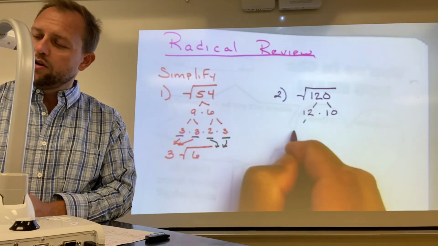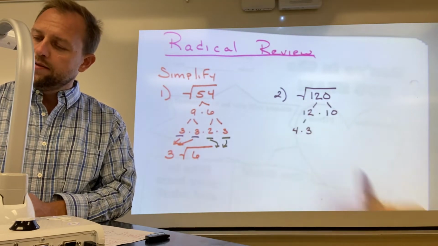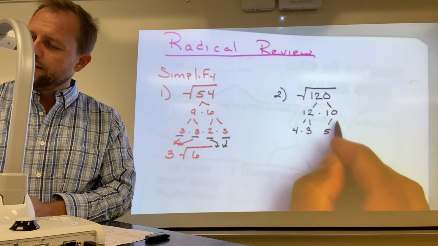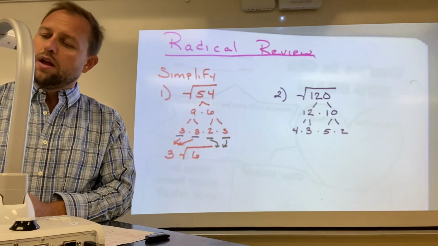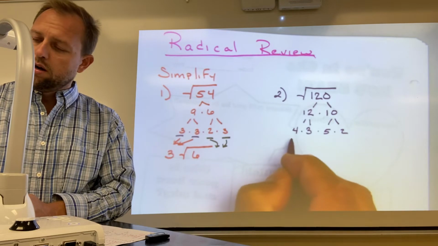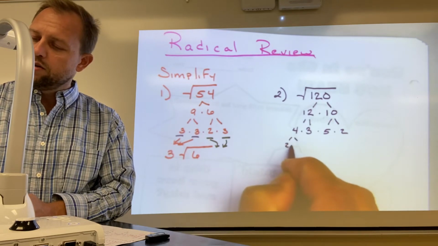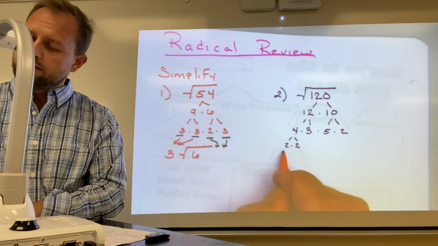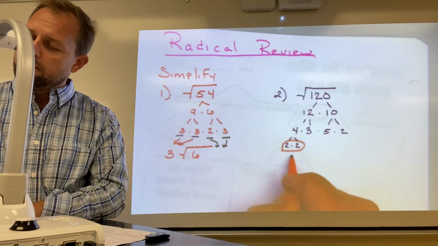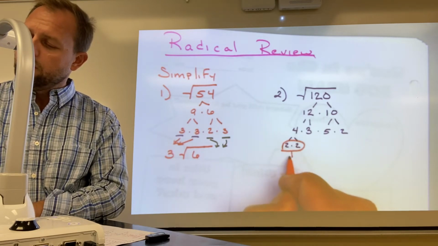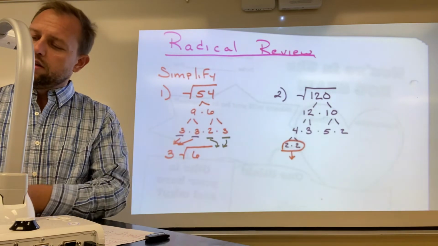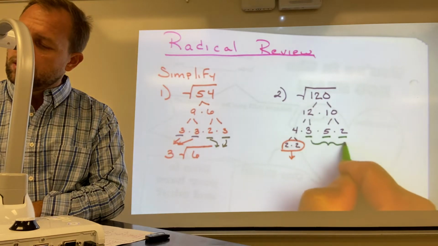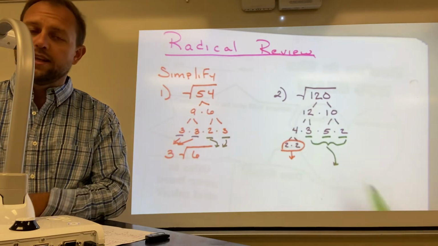12 breaks down into 4 times 3, 10 breaks down into 5 times 2, and the 4 breaks down into 2 times 2. Okay, that 4 was a perfect square, so that set of 2's can be pulled out and go in front. The other 3 factors, the 3, the 5, and the 2, are all going to have to stay inside.